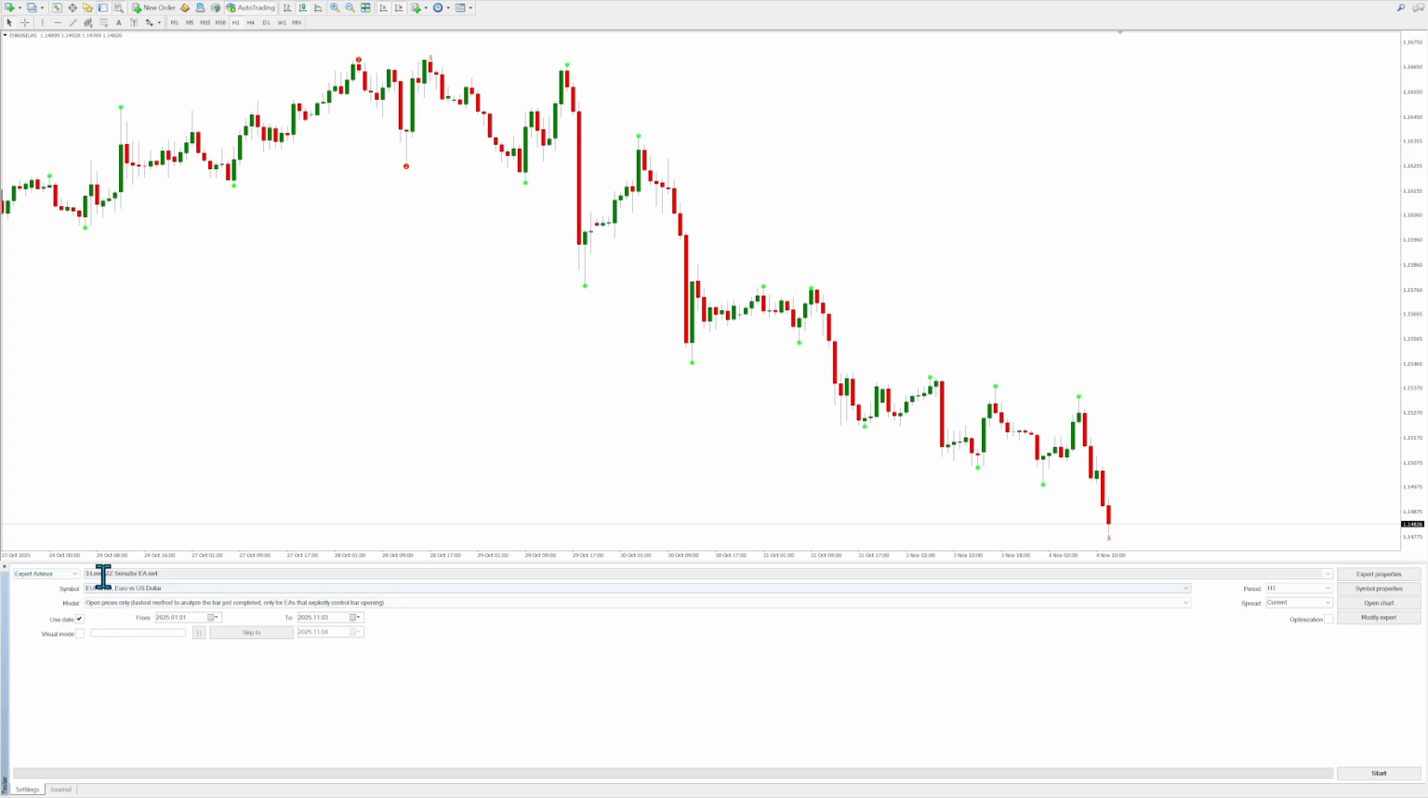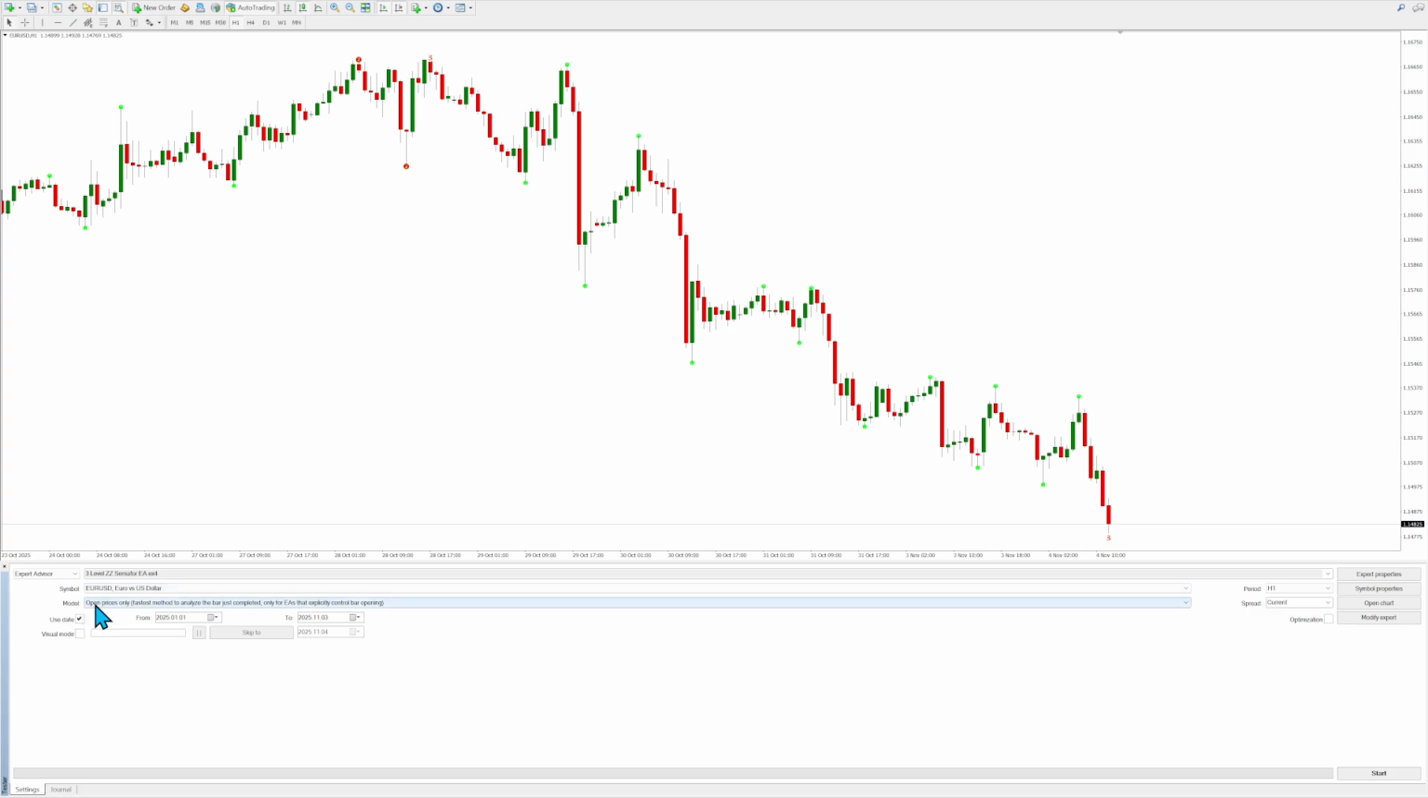Okay, so in the strategy tester window here, you can see we've selected the 3-level ZZ ZigZag Semafor EA symbol. You can use this on any trading instrument. I've got the euro dollar selected here. You can trade any Forex, stocks, indices, cryptos, commodities, so on and so forth.